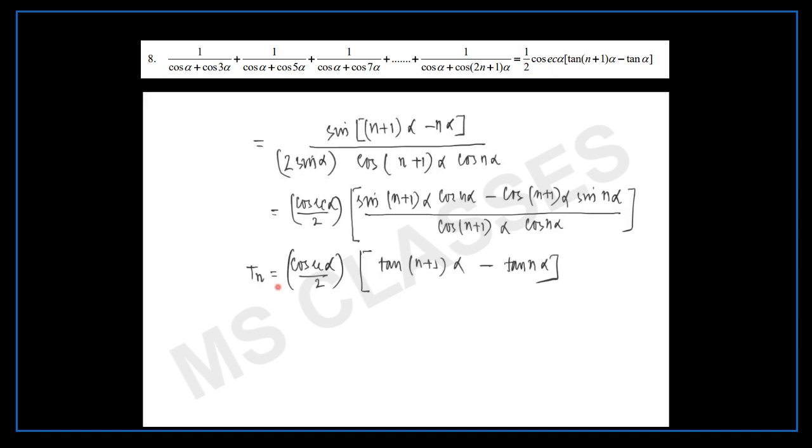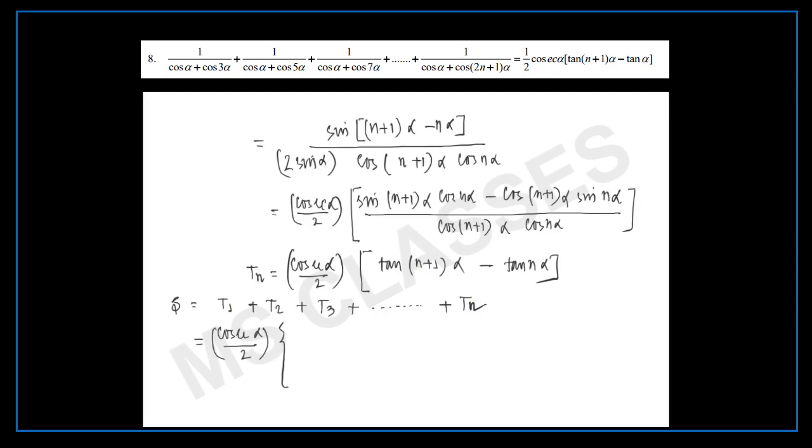So we have got Tn equal to this. On the RHS we need to add up all of them, so now we have to find the sum. What is the sum? T1 plus T2 plus T3 up to Tn. Here we can put one by one the value of n. Cosec alpha is taken common from all of them. If you put 1, what do you get?